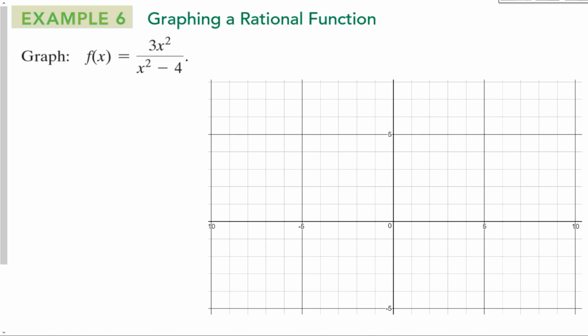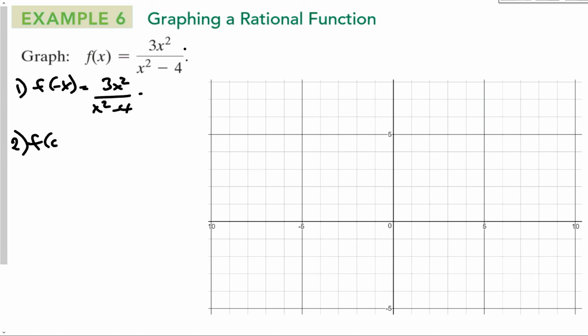Let's jump right to the next one. Okay. So first, define symmetry. Plug in f of negative x. And that gives me negative x squared turns positive over negative x squared minus 4, turns positive. Good. These two are exactly the same. This is very nice because now I only have to graph half of it and flip it over.